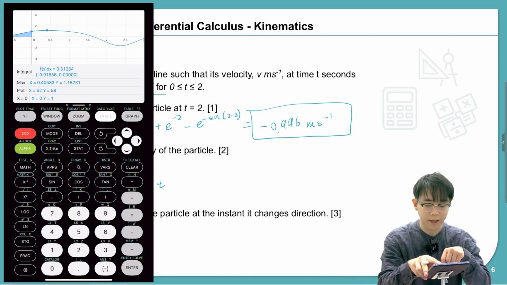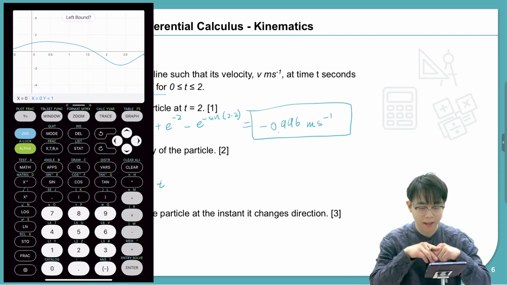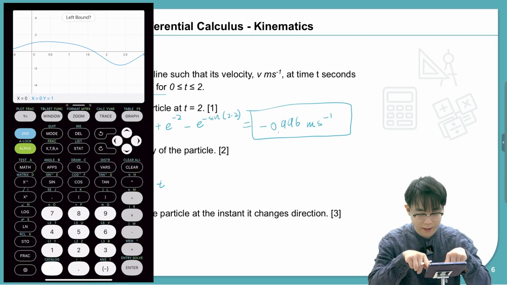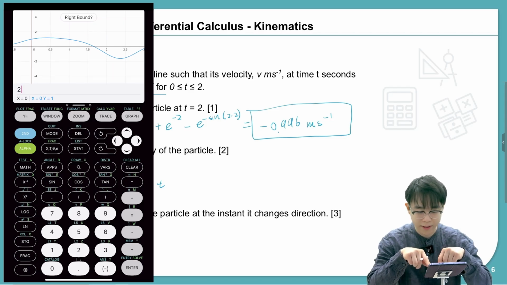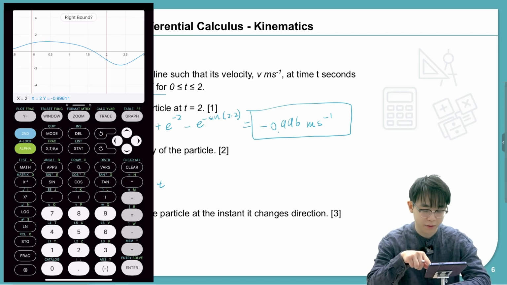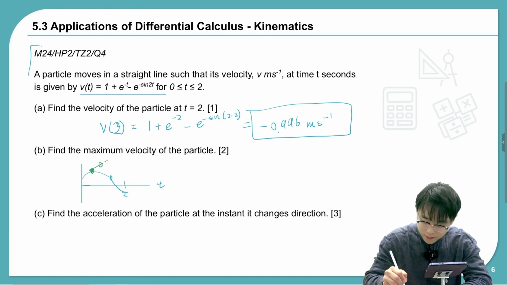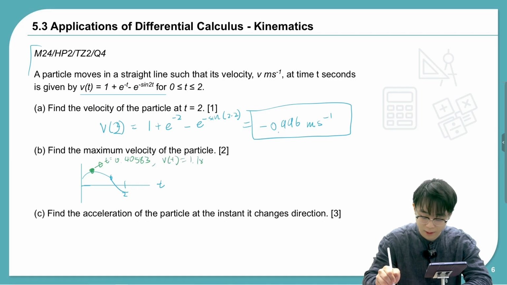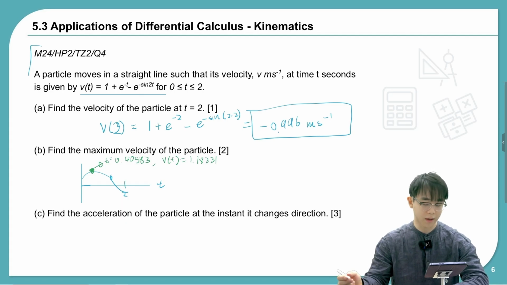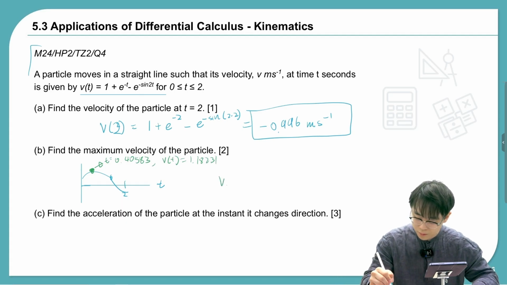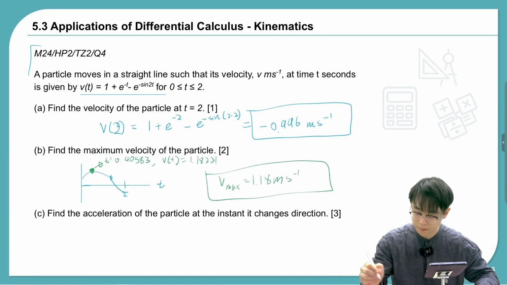We can use our calculator: second, trace, analyze, maximum, with the left bound at t equals 0 and the right bound at t equals 2. And that gives us the maximum point when t is 0.40583, or 0.406. The velocity will be around 1.18231 meters per second. So our maximum velocity would be 1.18 meters per second. Okay, so that's part B.